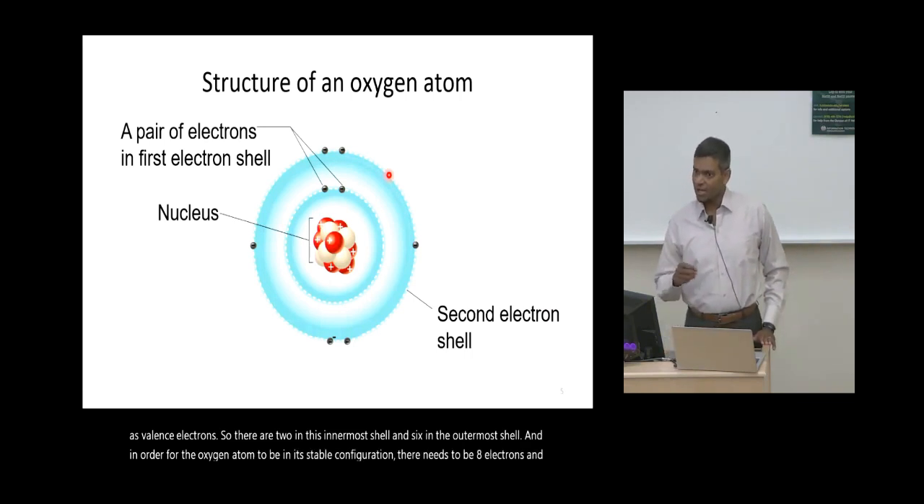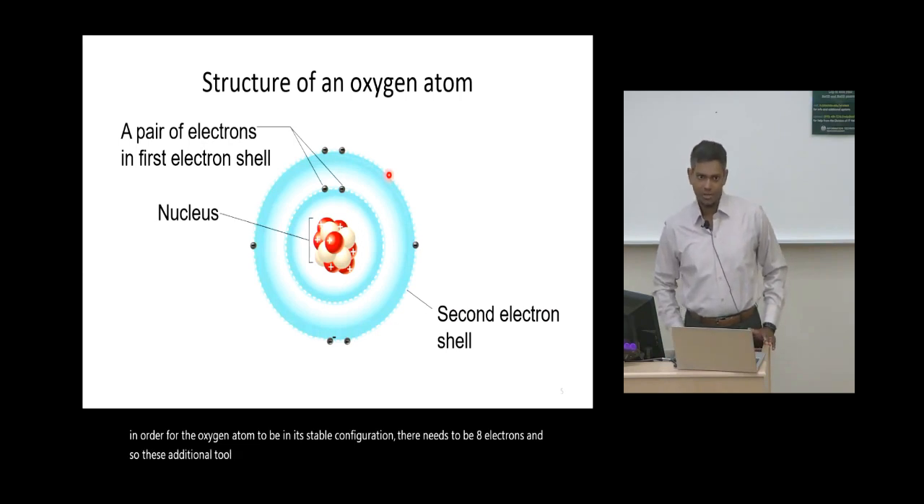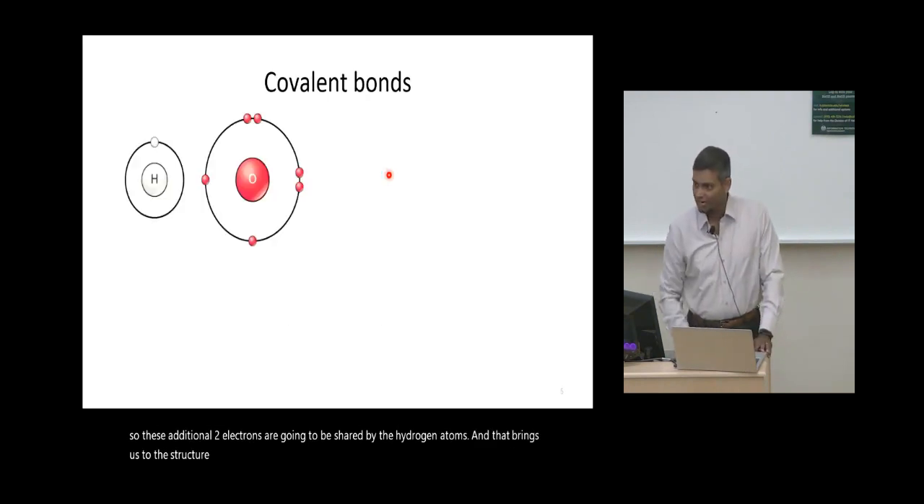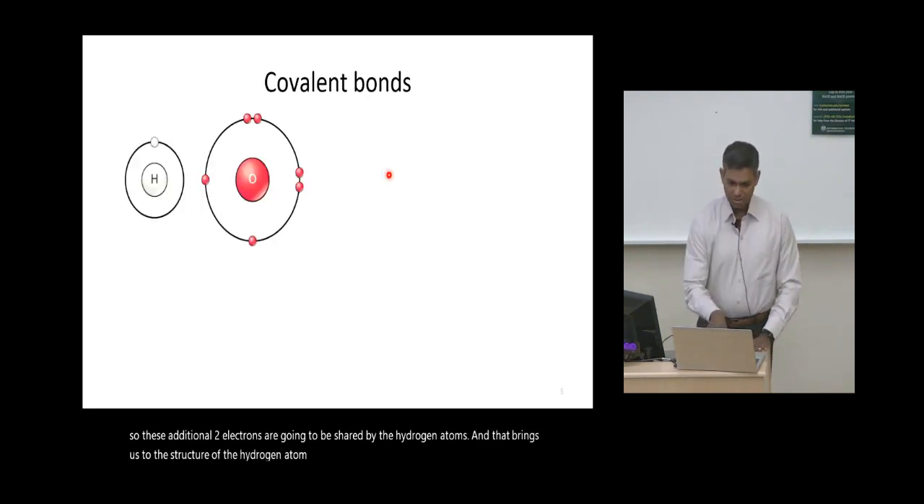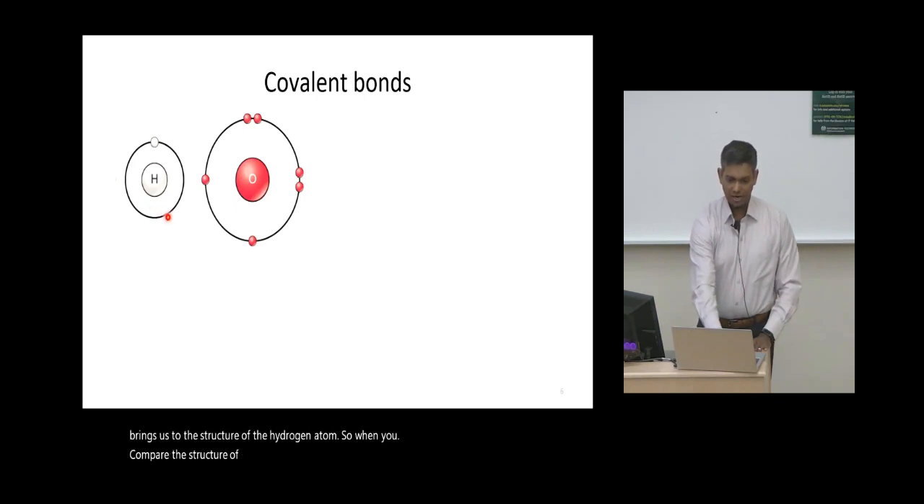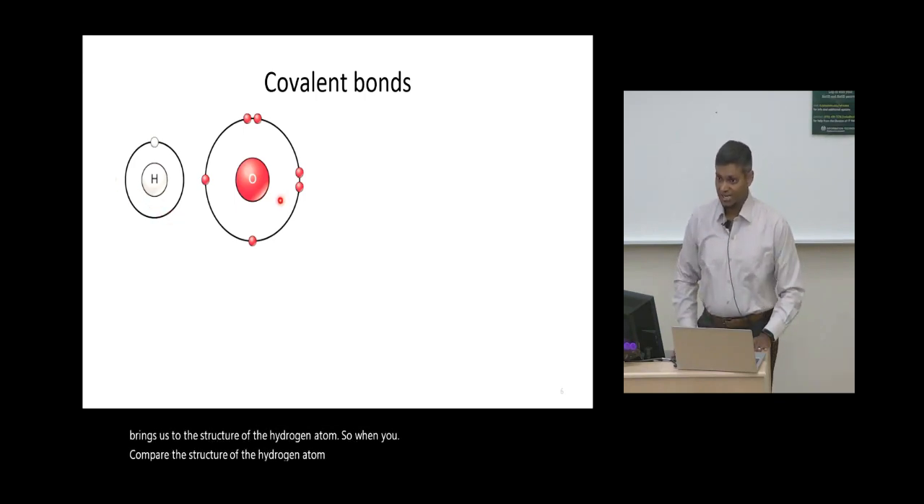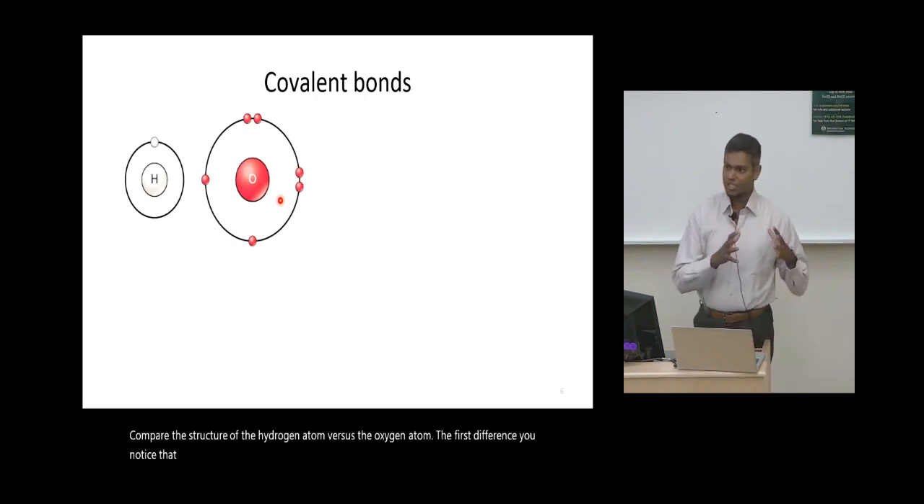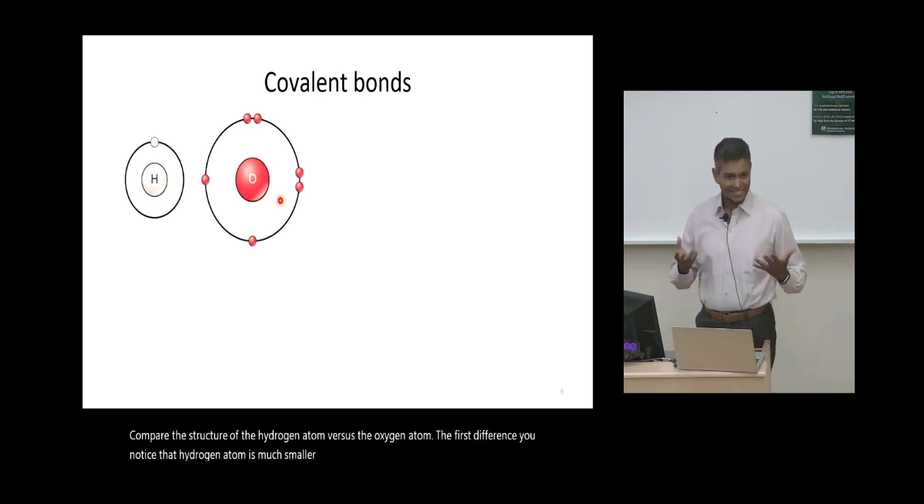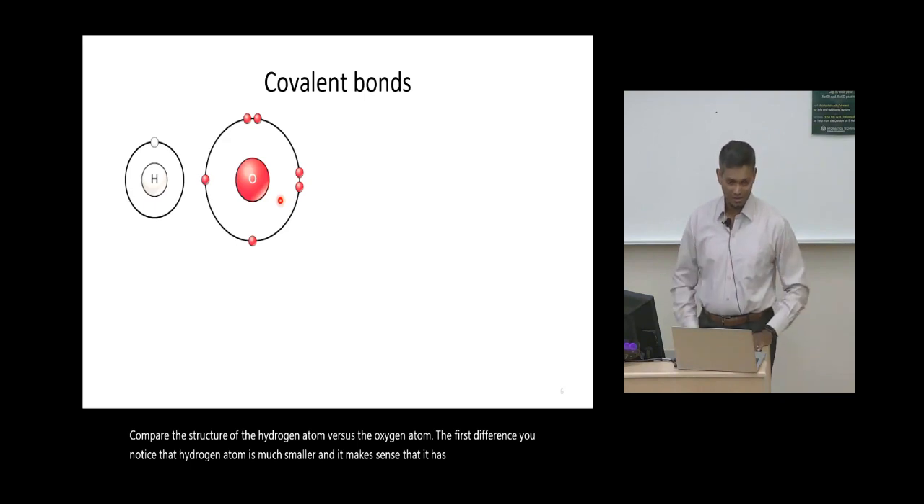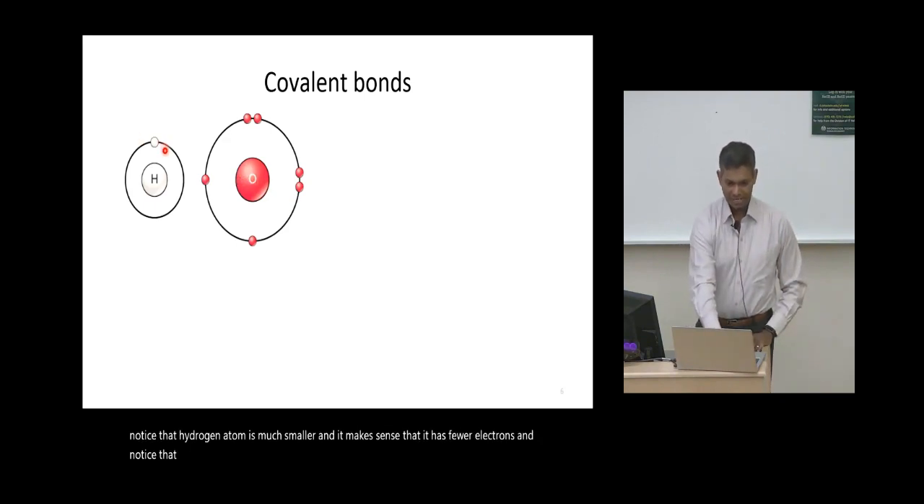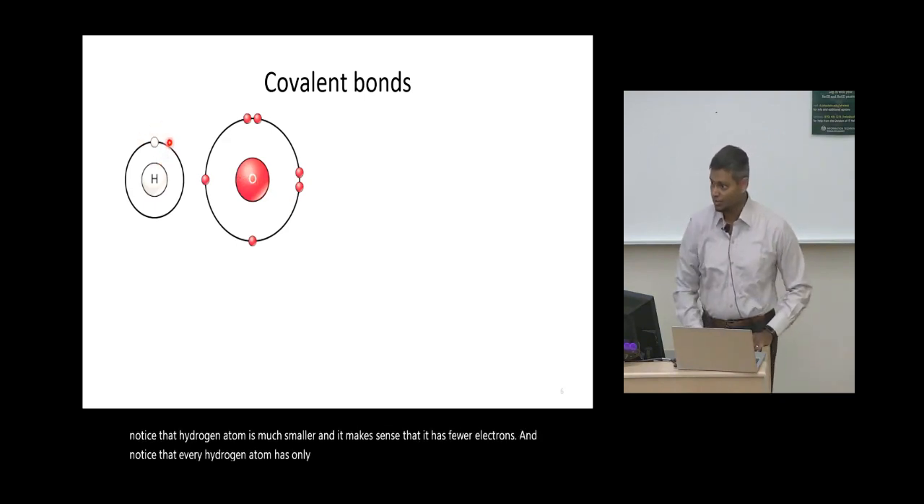And so these additional 2 electrons are going to be shared by the hydrogen atoms, and that brings us to the structure of the hydrogen atom. When you compare the structure of the hydrogen atom versus the oxygen atom, the first difference you notice is that the hydrogen atom is much smaller, and it makes sense that it has fewer electrons. And notice that every hydrogen atom has only 1 electron, as shown here.